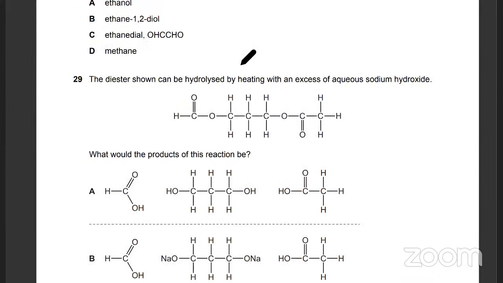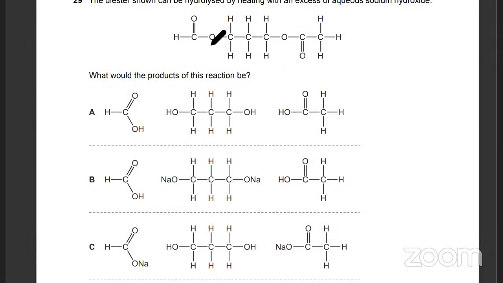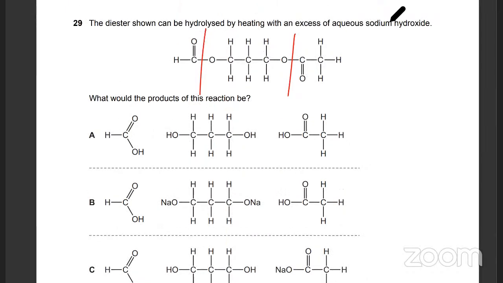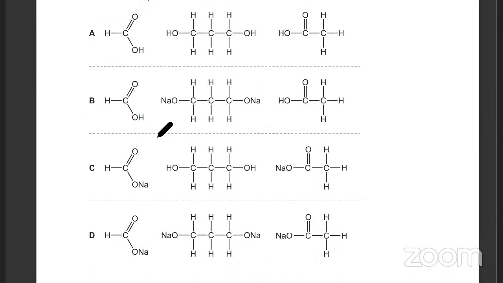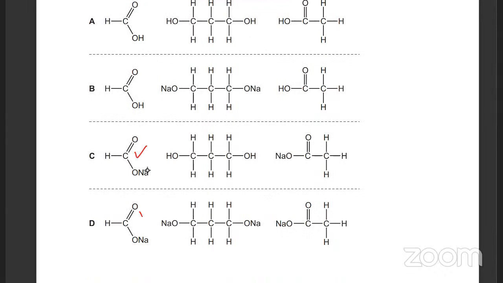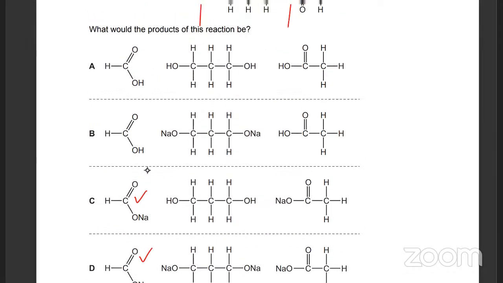We've got this question, and it's heated with an excess of sodium hydroxide. What molecule is this? Ester. So what will NaOH do? It's going to break down the ester, right? So both ester groups will break down. This will turn into a carboxylic acid, but since it's alkaline hydrolysis, it won't turn into a carboxylic acid. It will turn into a salt of the carboxylic acid. So it's going to be these two, right? Is that clear?